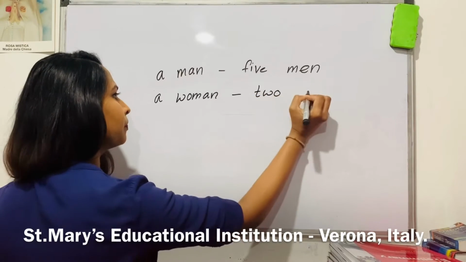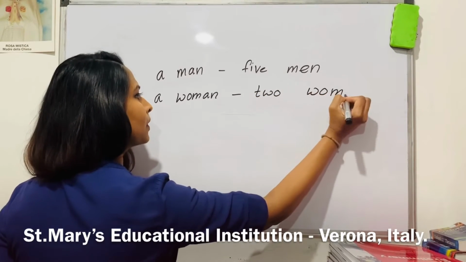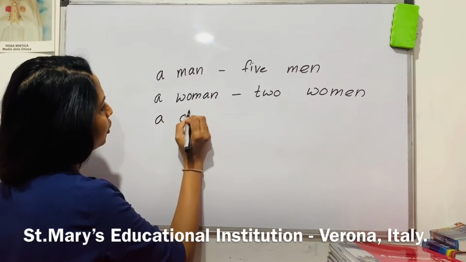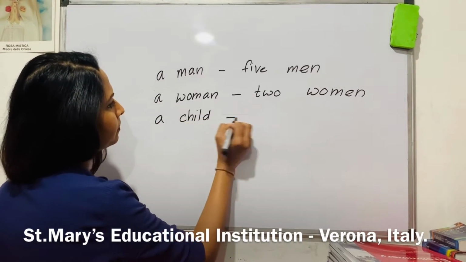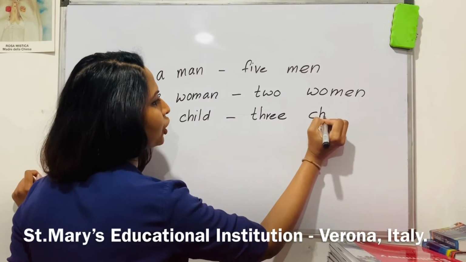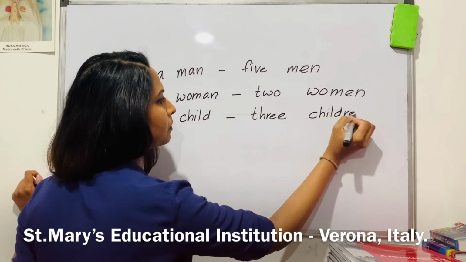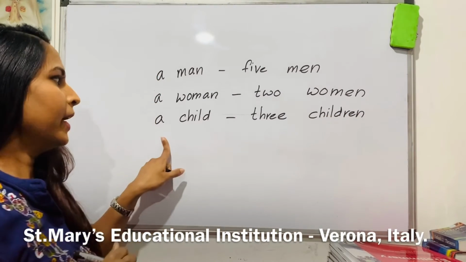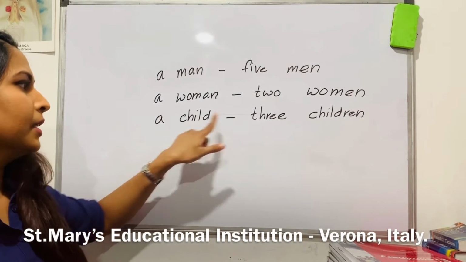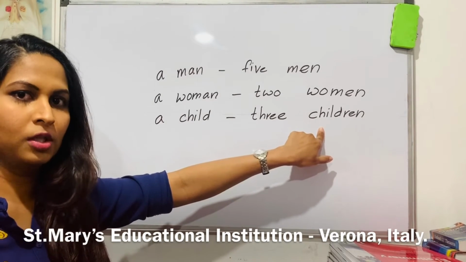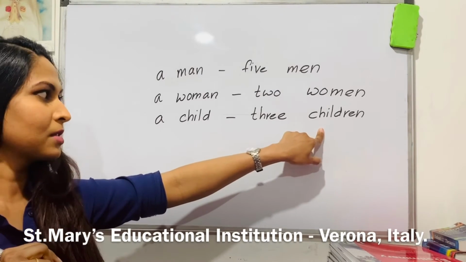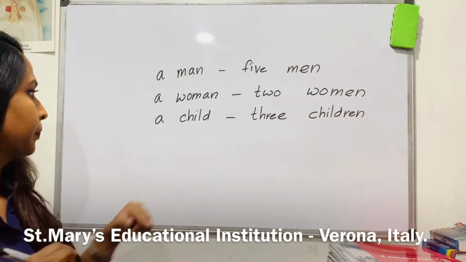A woman, 2 women. A child, 3 children. The singular word is child and the plural word is children. Remember, you never can say children's. It's children.